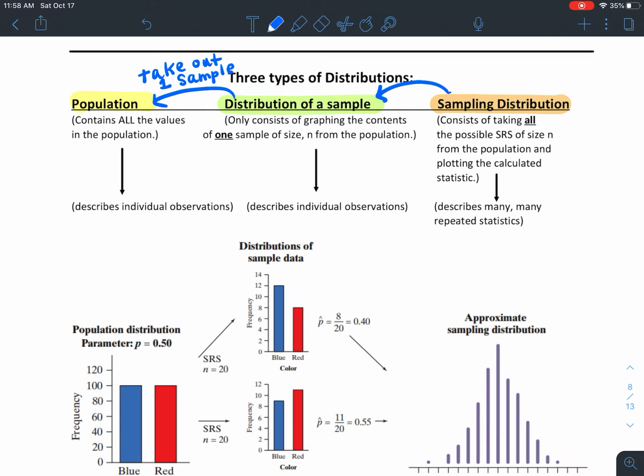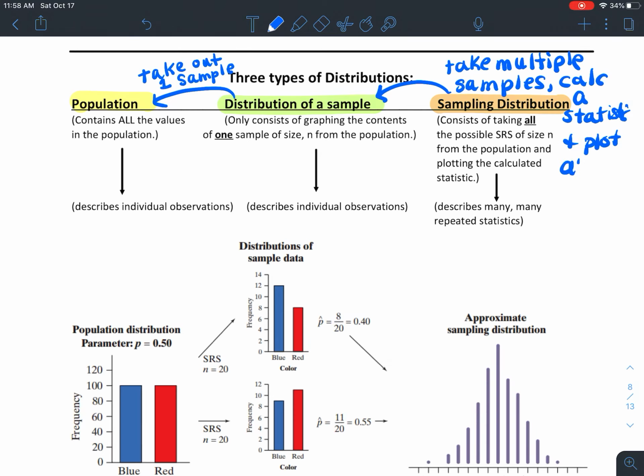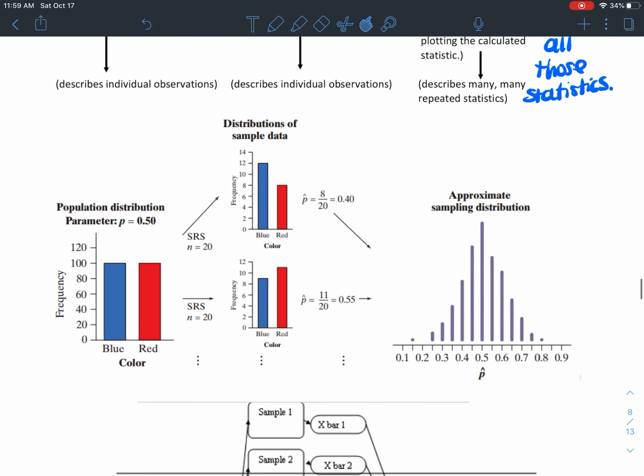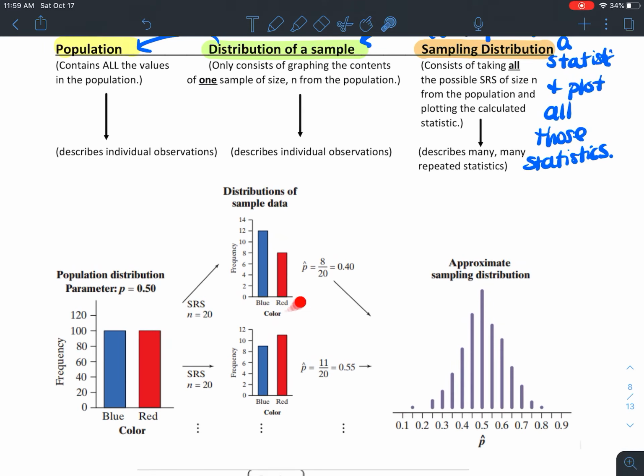A sampling distribution is when we are actually going to take multiple samples. We're going to calculate a statistic and then plot all those statistics, typically in the fashion of maybe a dot plot or something like that. So you can see I just have illustrated here two different sample distributions. My second one, note these are the same size. They're both taking out 20 beads.